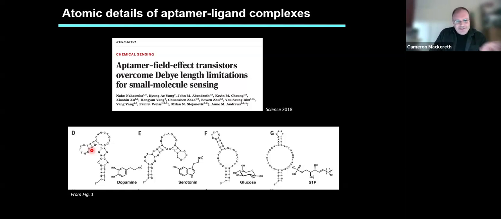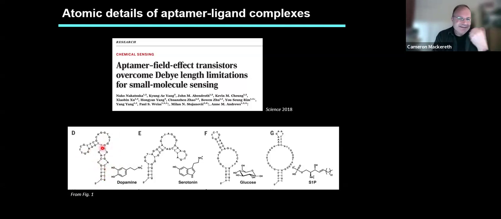So from the paper back in 2018, we looked at these potential structures. I'll be talking today about dopamine, so the very first one on the left from figure 1 in this paper. And it was used to make this very nice sensor in this article. And we noticed here the structure, as I said before, is usually a stem loop type with bulges.